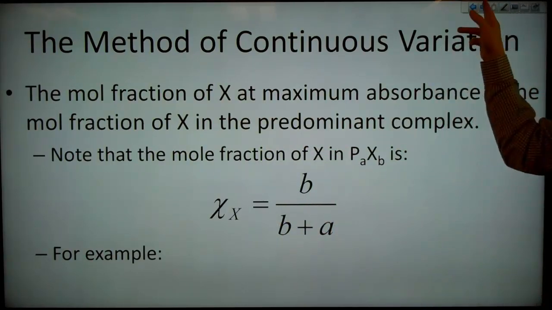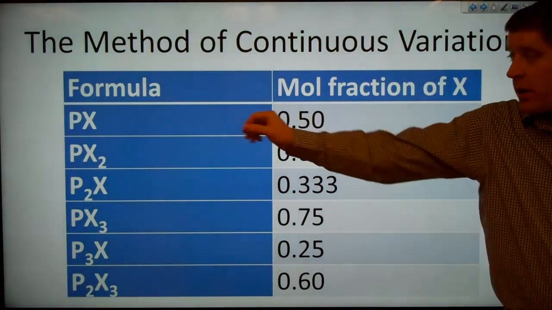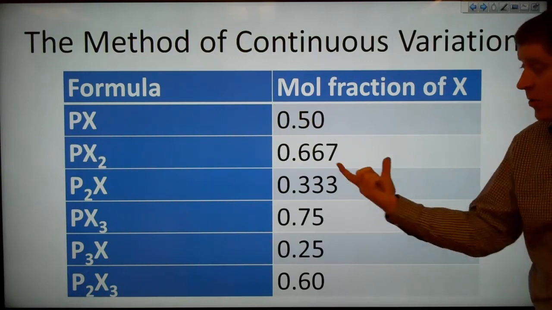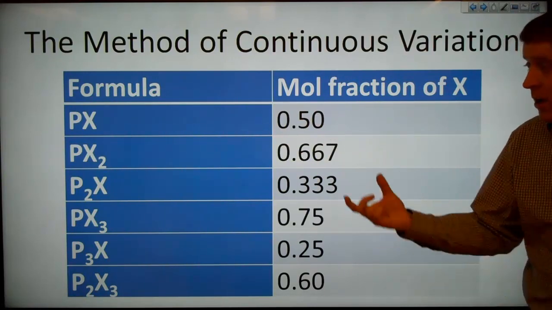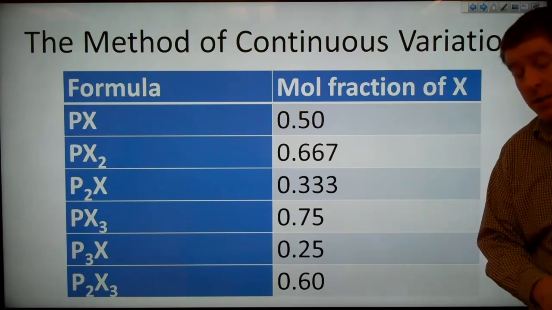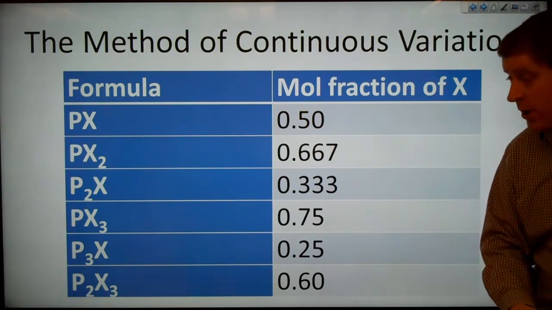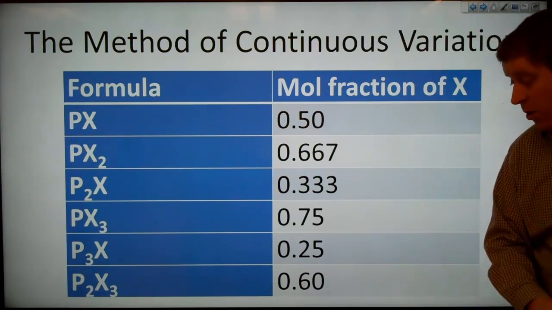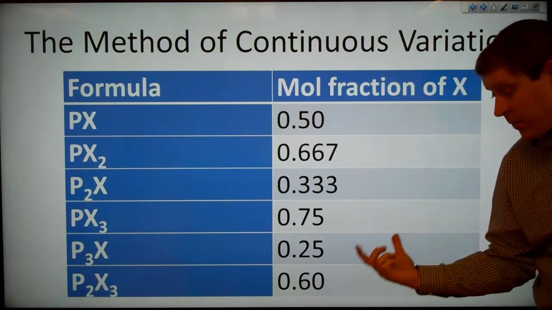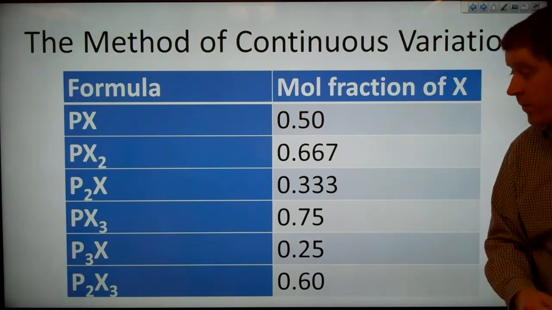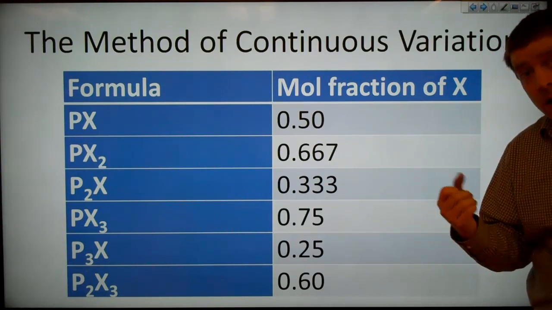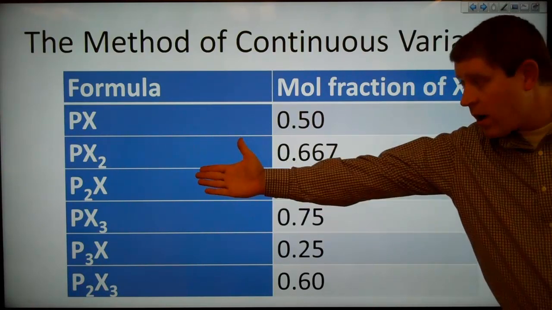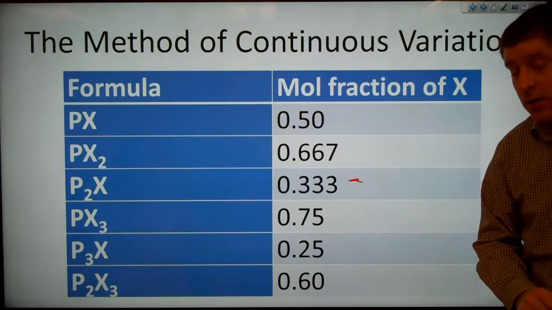And let's look at the table on the next slide. If we have the formula PX, then the mole fraction of X is 0.5. If we have PX2, then the mole fraction of X is 0.667. If we have P2X, then the mole fraction of X is 0.333. If we have PX3, then the mole fraction of X is 0.75. P3X, the mole fraction is 0.25. P2X3, the mole fraction is 0.6, and so on. So for our earlier graph, where we had a mole fraction of X of 1/3, that's this point. So our complex has the form P2X.